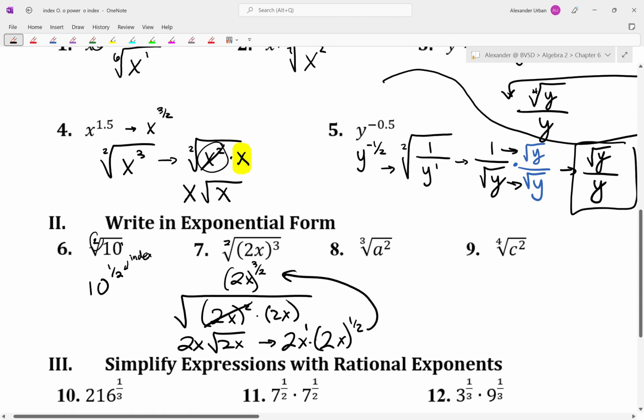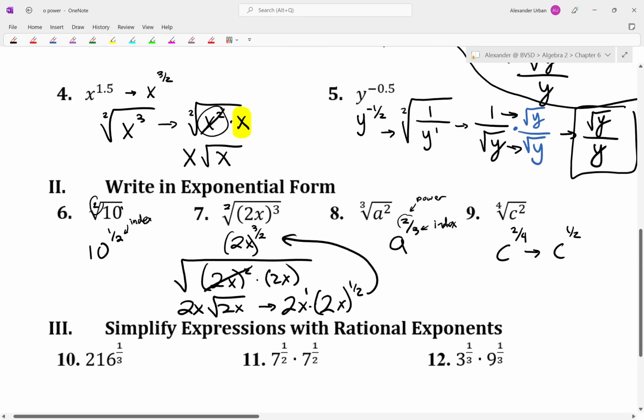Okay, number 8, we have a squared underneath the 3rd root, so we have a to the power of 2 divided by 3. The squared, or the power, goes on top. This is the power of our base, and then the index is our divisor in the fractional exponent. Our last one here is we have c raised to the 2/4 power. Again, the power is 2, the index is 4, and we are going to reduce this to c to the 1/2 power. Finished. And that's going to actually just be the square root of c.